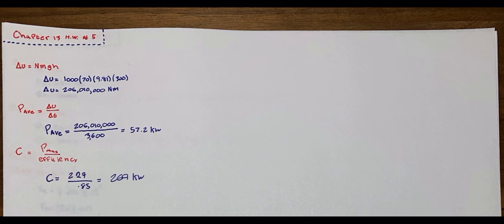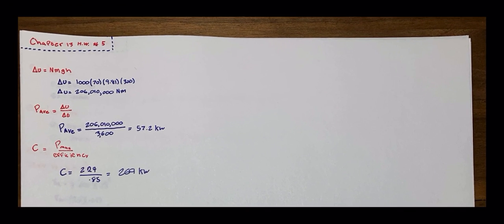And the average power is just the work divided by the time. We know the work and we know the time, so we can get 57.2 kilowatts. And the capacity should just be the max power over its efficiency. Since a 300% overload is to be allowed, the max power should be 229. We just divide that by 0.85 and we get 269 kilowatts. Should be the capacity.